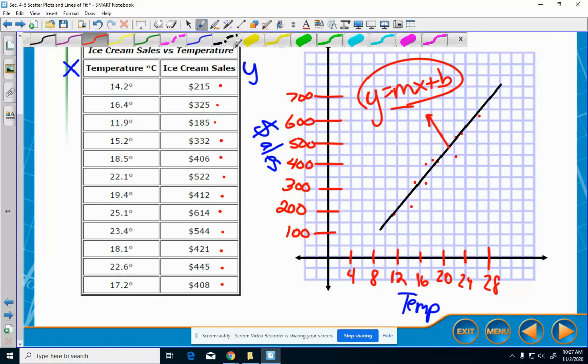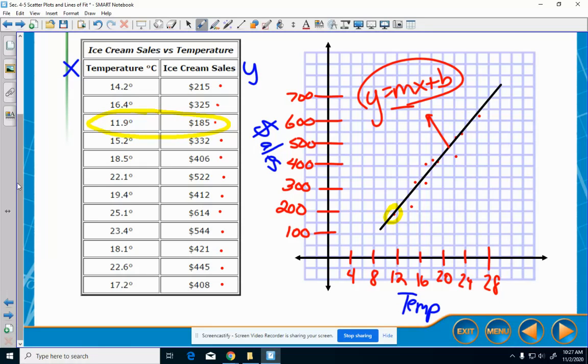So come back over to your picture and identify 2 points that are 100% a part of your line, like you're certain. So I'm going to say like that bottom one for me. So that's this ordered pair right here. That's definitely on my line. And I'm going to take that one right there. So that's going to be this 22.1 and 522. Those two ordered pairs I would say are on my line. All right, so find two that are on your line.